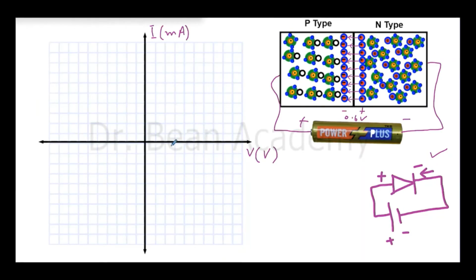Now I will set up the axes so that I can draw the values. Because this is voltage, I will just write down the values. For example, here I have 0.2 volts, then 0.4 volts, then 0.6 volts, then 0.8 volts, and then I have 1 volt.